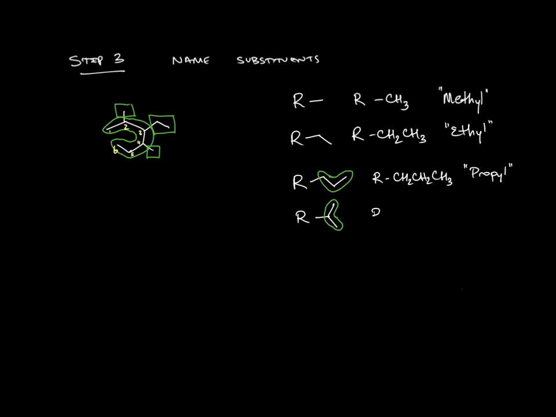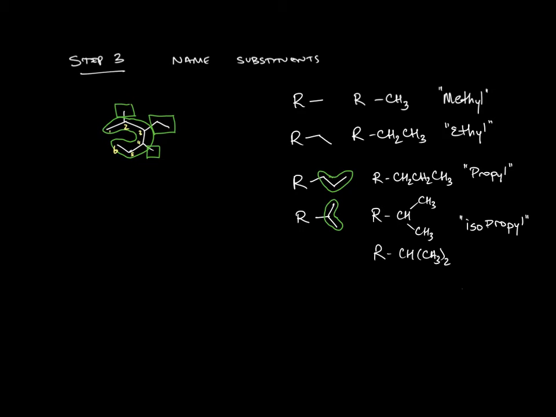And as a condensed formula, this would be R attached to a CH with 2 CH3s attached, which we could write out like this, or you could write R attached to CH, and then CH3 in parentheses 2. Any of those are correct. This is called an isopropyl group. Iso is short for isomer, so an isopropyl is the isomer of a propyl group. Isomer meaning something similar with the same number of carbons and hydrogens, but arranged in a different way.